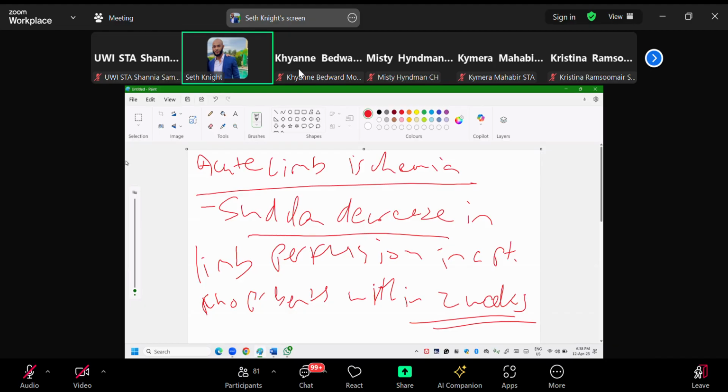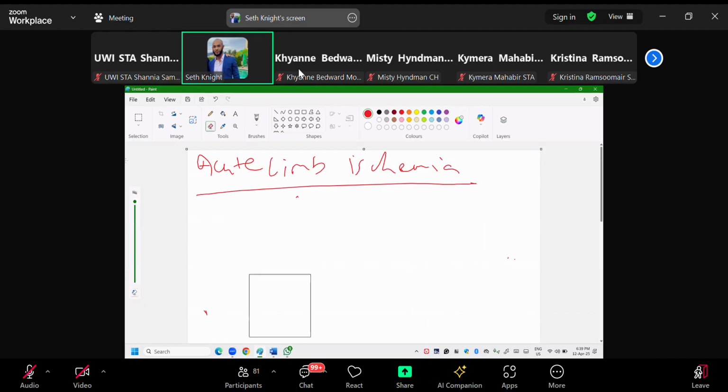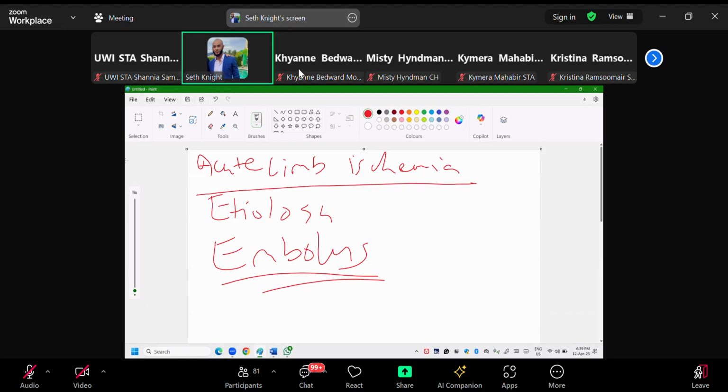All right. So acute limb ischemia has the most common reason or etiology, which is actually not a thrombus, but is an embolus. What is an embolus? We all know an embolus is when part of a clot breaks off and shoots off throughout the blood vessels. So this is the most common etiology of an acute limb ischemia.